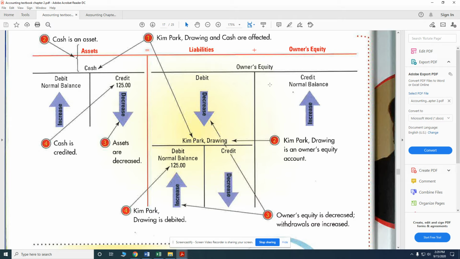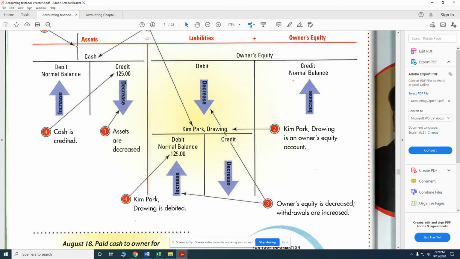And here's the owner taking money out for personal use. We learned that we have to keep it separate. So we're going to credit cash to show that $125 was taken out. So minus to cash, cash gets a credit of $125. And owner's equity gets a debit of $125 because it's decreasing. We credit on the left to show a decrease, and on the right, we have a debit to show that owner's equity decreased.